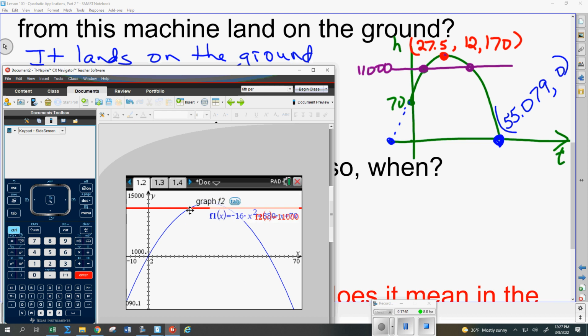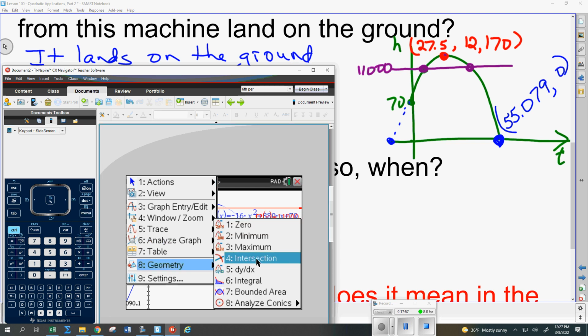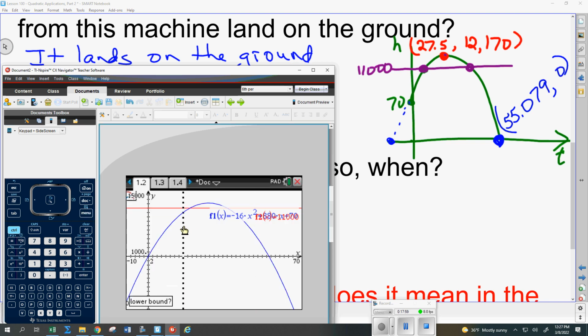So I want to get these two intersection points. It's menu, analyze graph, 4 for intersection, and I go to the left and the right of that point. Always left first, and there are my coordinates. And then I need you to do menu, analyze graph for the other one.